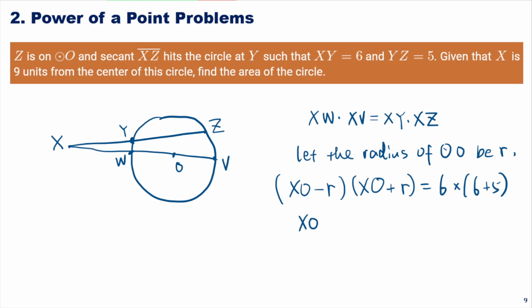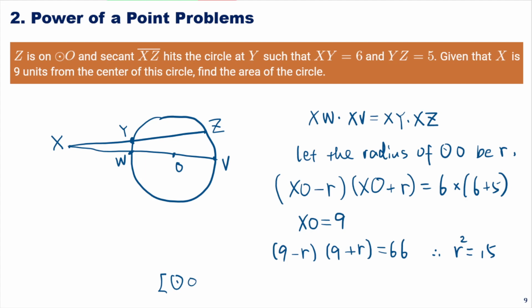And XO equals 9. Then we have 9 minus R times 9 plus R equals 66. And therefore we can solve R squared equals 15, right? So the area of the circle O is given by pi R squared. This gives us 15 pi, right? Did you get it? Any questions?